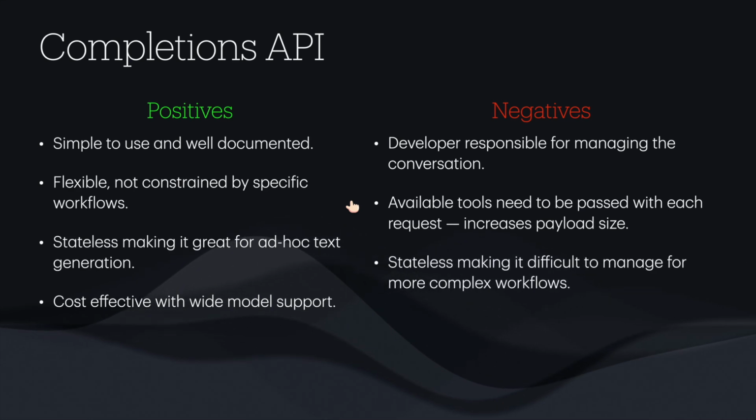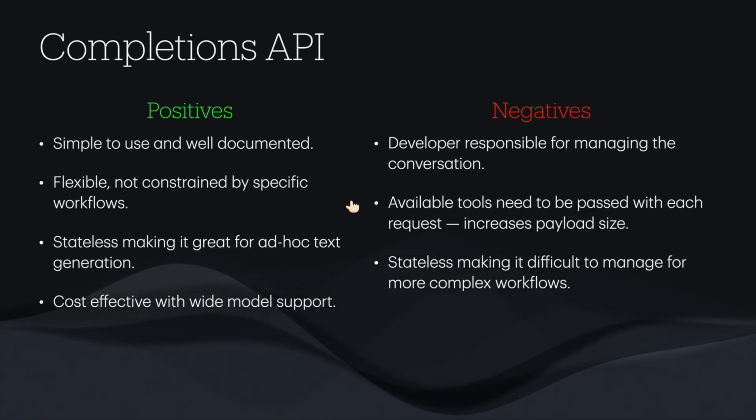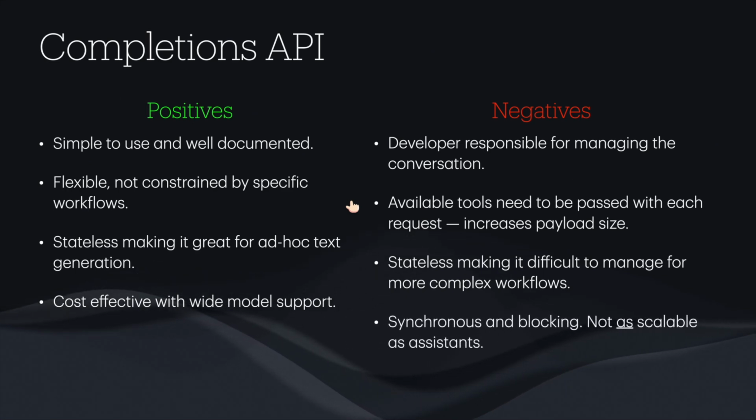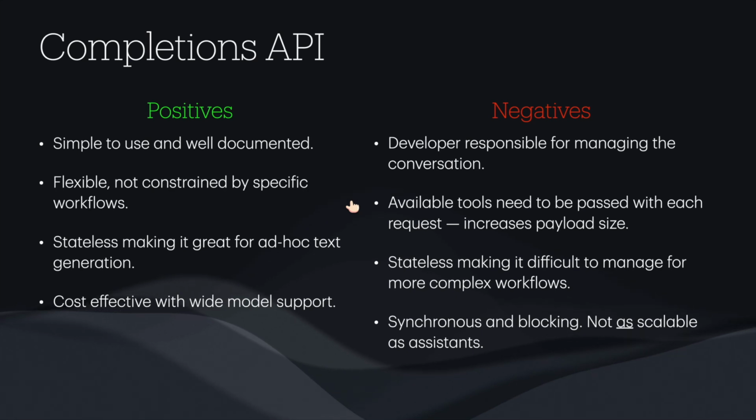It's also stateless in nature. It's both a pro and a con. It being stateless in nature makes it difficult to manage the conversation context for more complex workflows. And lastly, it being synchronous in nature can be viewed as a negative. I'm not saying that the Completions API cannot operate at scale. I'm simply saying that the Assistant API is better designed to operate at scale.